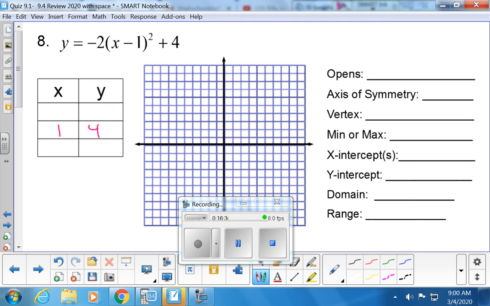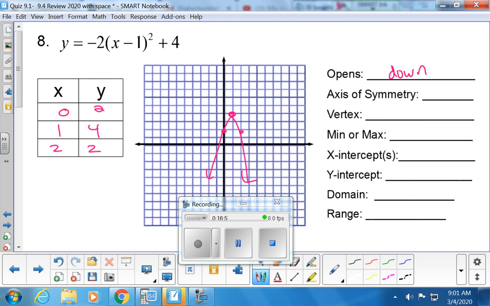1, 4. We've already got the vertex. It's opening down because of that negative out front. I'll just grab another couple coordinates from my table. How about 0, 2 and 2, 2? Just grab those from my table so I can graph this. Is it 2? Is what 2? Like 0, 2. Yeah, 0, 2 showed up on my table. Sure did. It opens down.